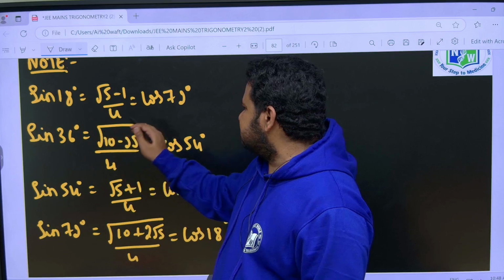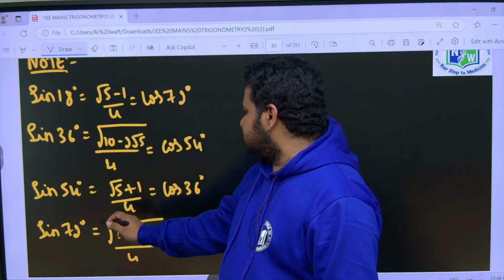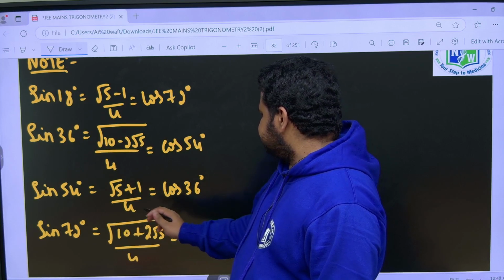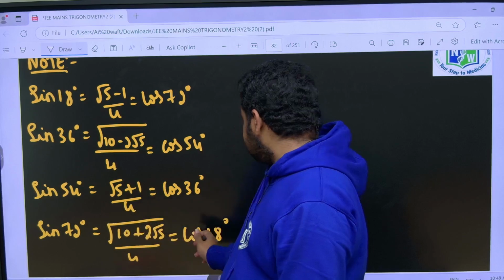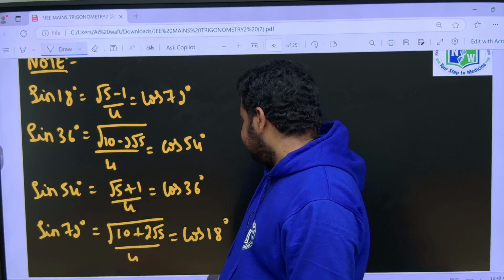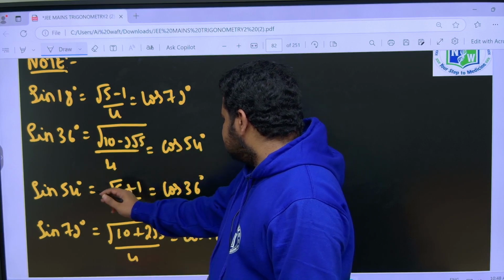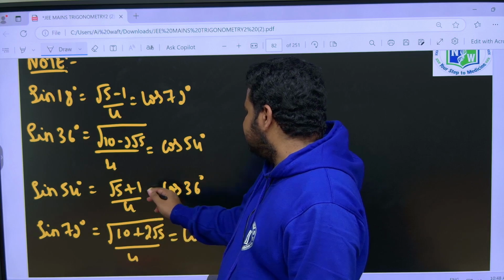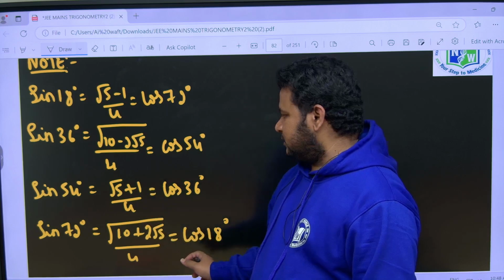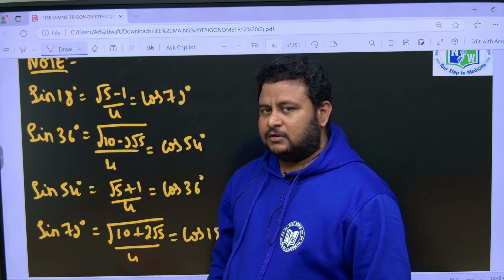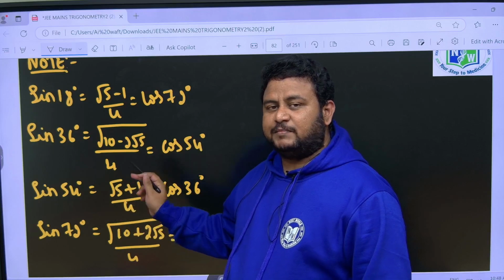So sin 18 degrees is nothing but its complement cos 72 degrees. Cos 18 degrees is coming out to be sin 72. Sin 18 is (root 5 minus 1) by 4. Then sin 54 is (root 5 plus 1) by 4, not cos 18. I told it wrong, that is not correct. So sin 18 is (root 5 minus 1) by 4 and sin 54 is (root 5 plus 1) by 4.